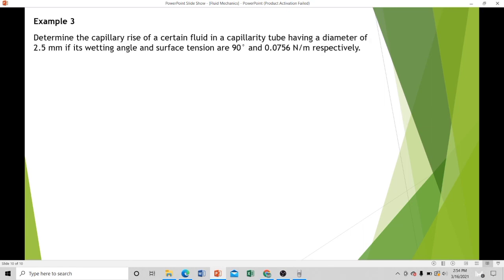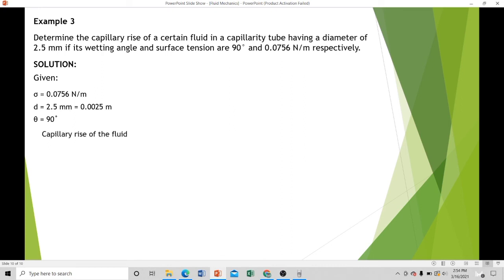For example number 3, determine the capillary rise of a certain fluid in a capillary tube having a diameter of 2.5 mm if its wetting angle and the surface tension are 90 degrees and 0.0756 Newton per meter respectively. For the solution, we have the given: surface tension 0.0756 Newton per meter, diameter 2.5 millimeter, or equivalent to 0.0025 meter, and theta 90 degrees.